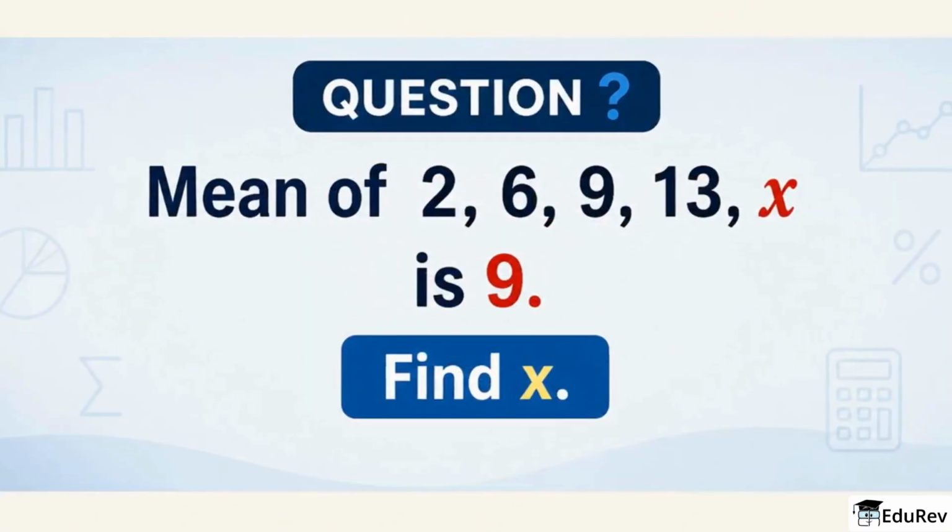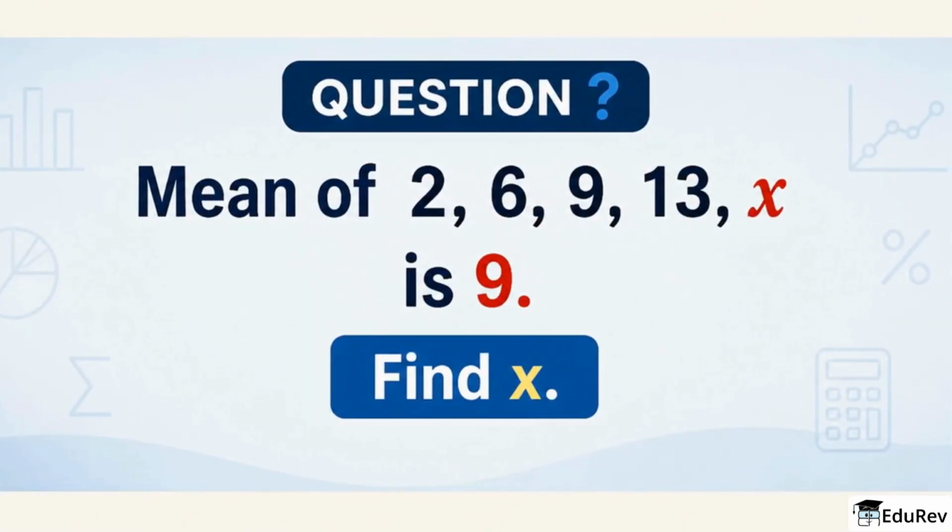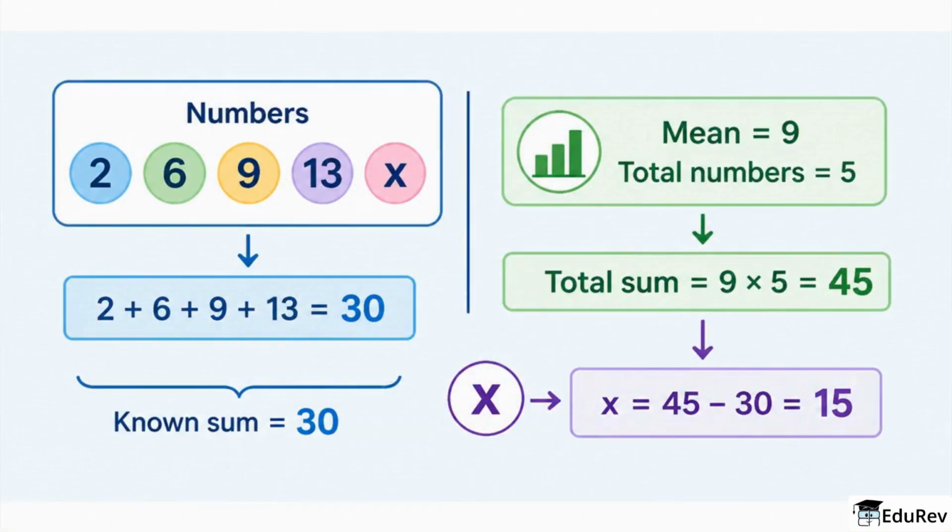Here is a question that links mean and median. The mean of 2, 6, 9, 13, x is 9, so we can find x. Sum of known numbers 2 + 6 + 9 + 13 equals 30. Since mean equals 9 for 5 numbers, total sum is 9 times 5, which is 45. So x equals 45 minus 30, which is 15.